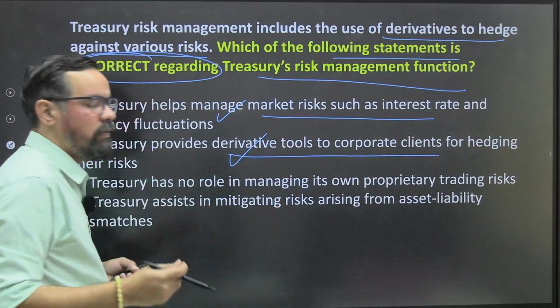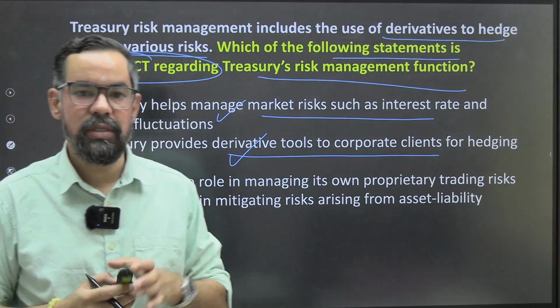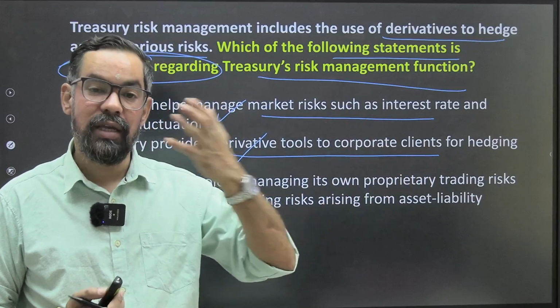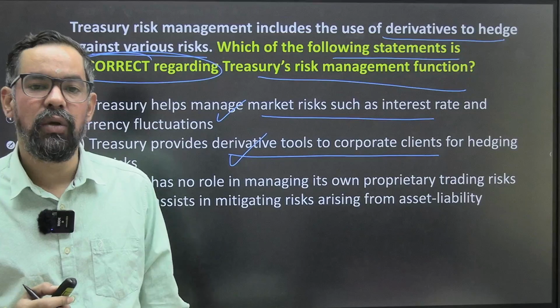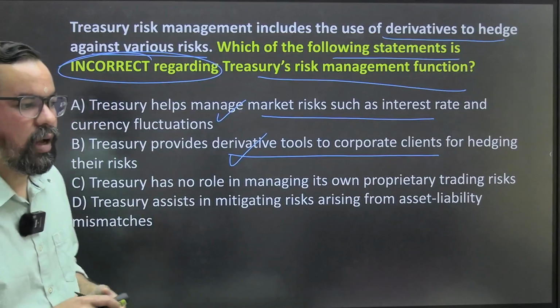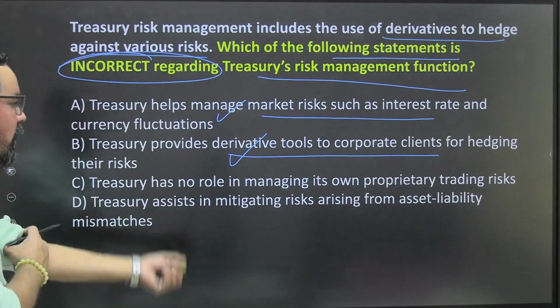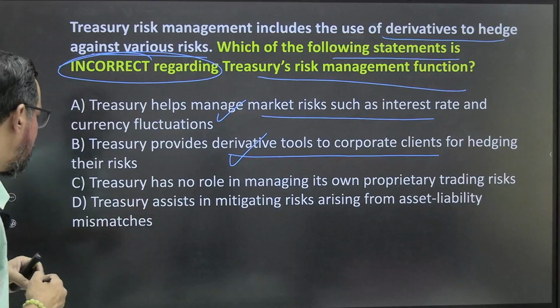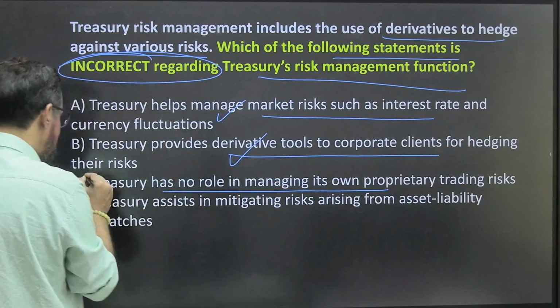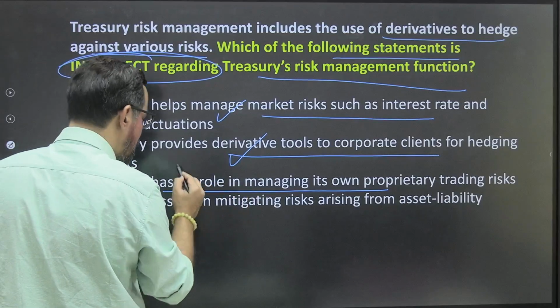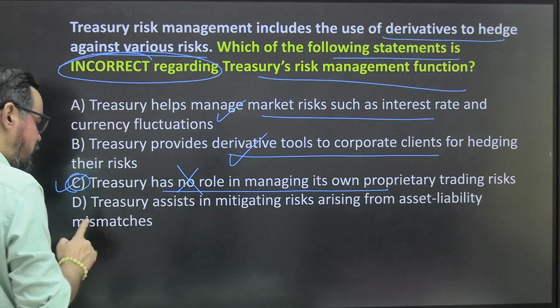Yes, obviously treasury generally helps us. See, if we serve corporate clients or HNI clients on a commission basis, that is what we are generally trying to do, make profit or earn some brokerage for the bank. Or it can be our own position, proprietary position. Treasury has no role in managing own, no it has. So this is wrong. So option D, C should be the right answer.